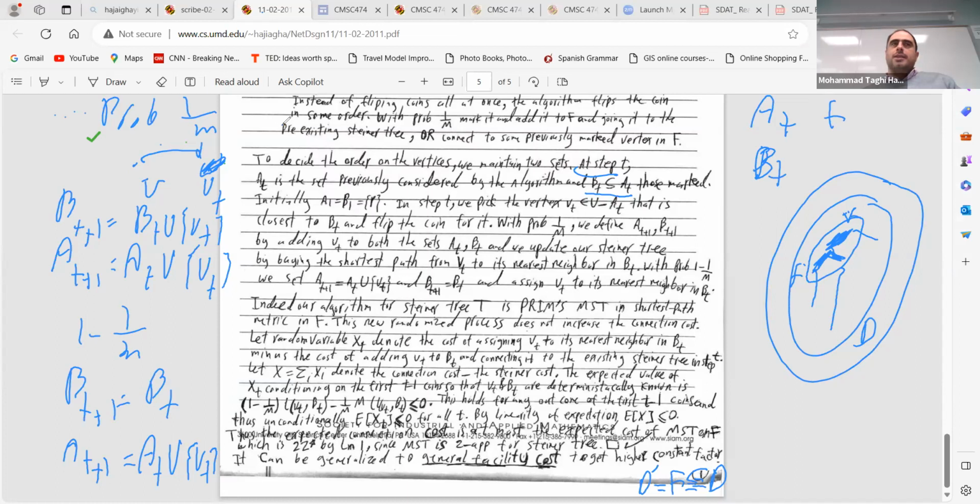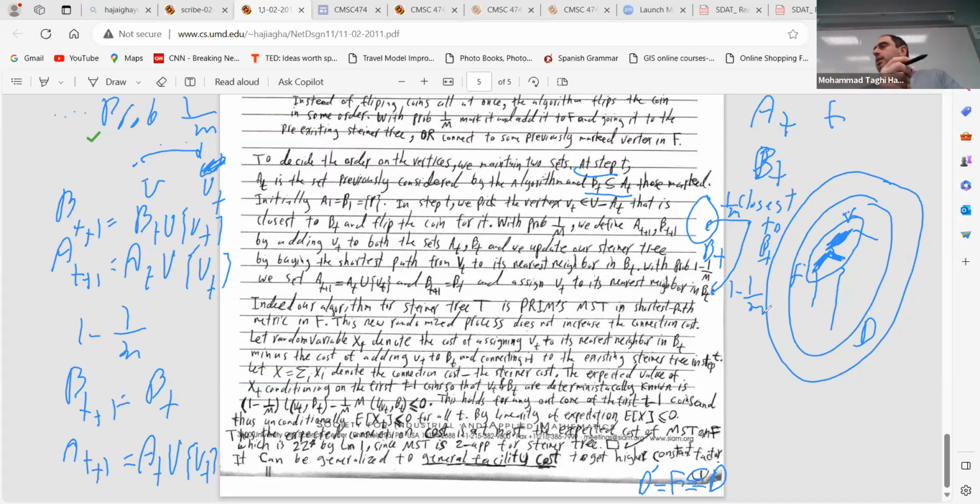So again, it is important that I always find the current BT. So this is BT. I will find the closest vertex here. So this is the closest to BT. In this case, either it goes here with probability 1 over m, or it goes outside with probability 1 minus 1 over m.